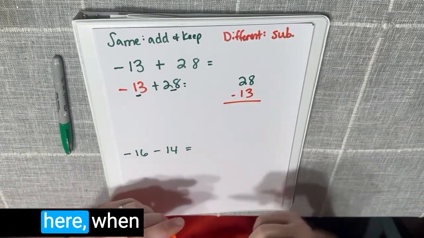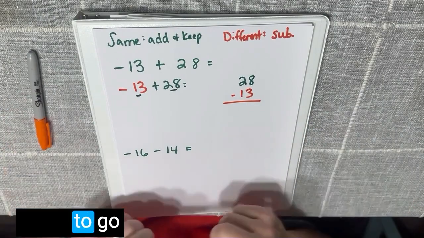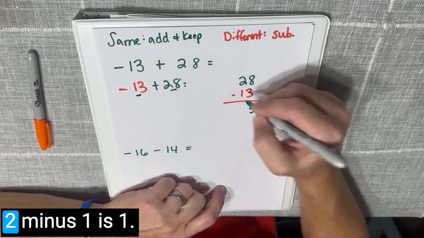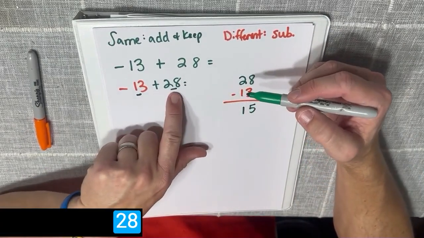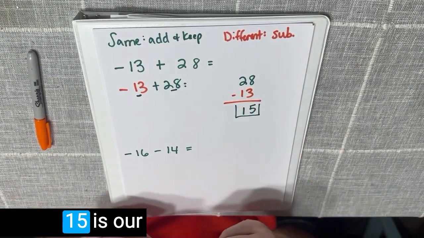And when we change the order around, we actually got just a typical subtraction problem. So here I'm ready to go ahead and rock and roll. We're just going to subtract them. 8 minus 3 is 5. 2 minus 1 is 1. Okay. And again, because the 28 is bigger and it was a positive number, our answer should stay positive. And so 15 is our final answer.